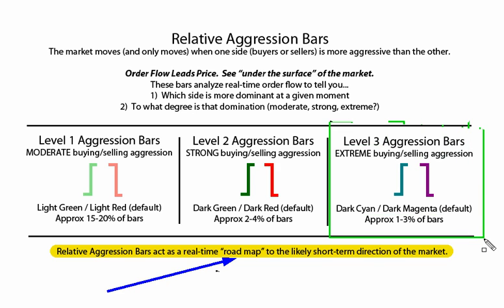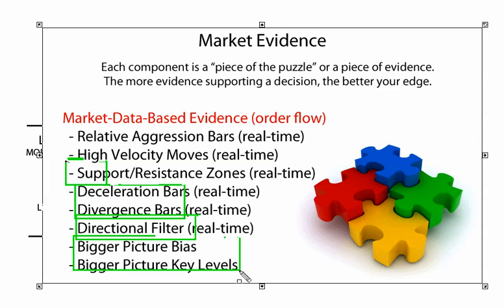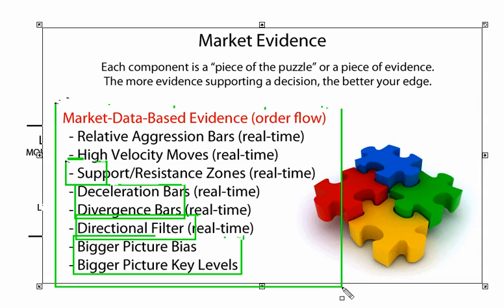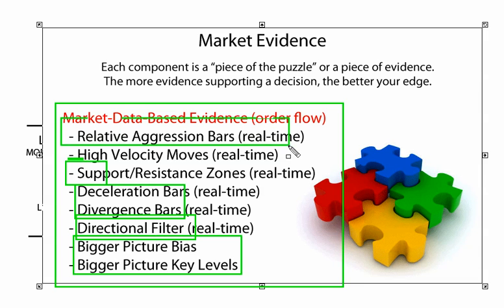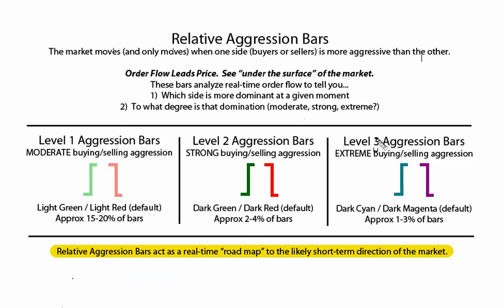So again, I just showed the chart with only level 3s, nothing else, none of the other evidence like the high velocity moves, the support resistance zones, the decelerations or divergences, no filter, and I didn't even talk about bigger picture bias. All those pieces of evidence come in to help you become a better decision maker, but the first thing we talk about are these relative aggression bars, and within those, the first thing we want to talk about are the level 3 aggression bars. Hopefully that made sense.